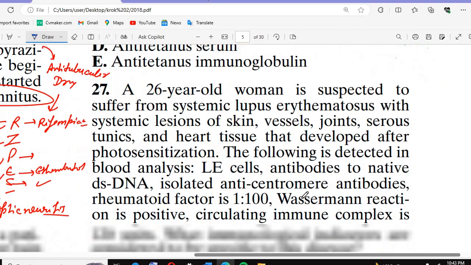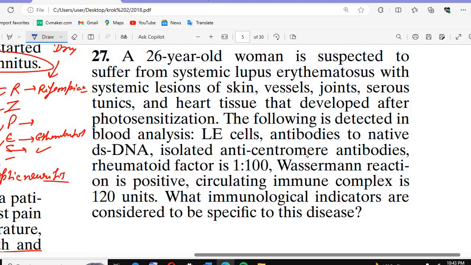After that, question number 27. A 26-year-old woman is suspected to suffer from SLE.